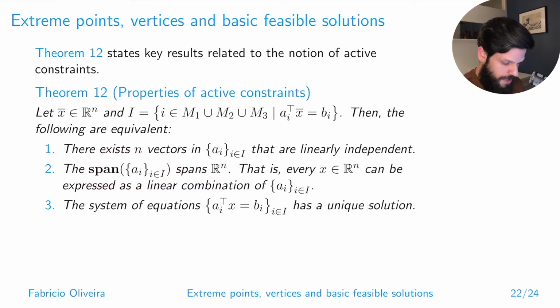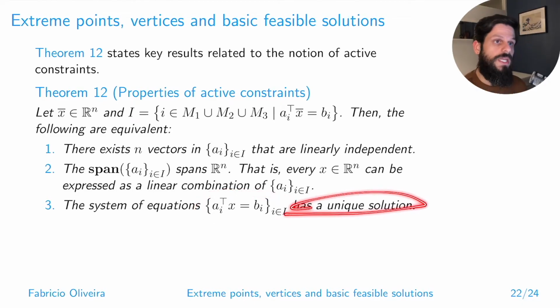The span of these constraint normal vectors will span Rn. We saw what a span was 2 videos ago. In other words, for every x in Rn, you can find a linear combination of the AI to express it. And that's just the definition of span. It's the space of all these linear combinations of the AIs, the subspace spanned by the normal vectors AI. And the intriguing one is that the system of equations formed from these active constraints has a unique solution.